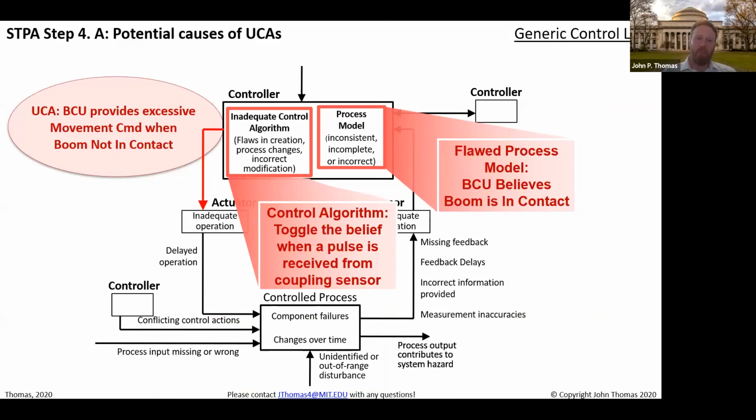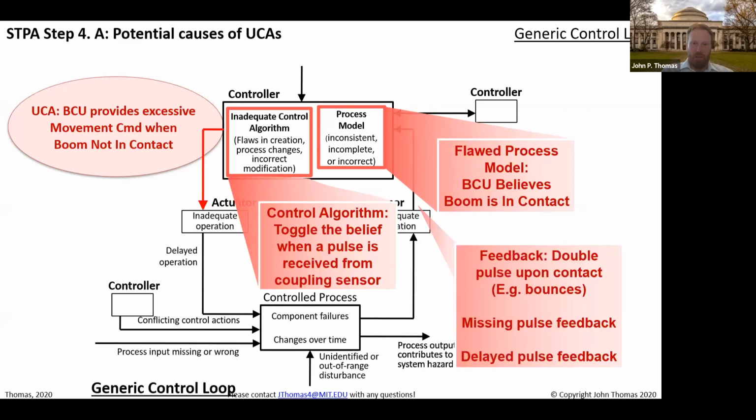All right, what about the other process model? Well, if it believes we're in contact, that's a problem. How can it believe that we're in contact? We covered this already. It'll believe we're in contact erroneously because of this pulse thing that's going on. If there's any way to get a double pulse or a missing pulse or a delayed pulse, look at this, we've got a common cause for multiple scenarios here.